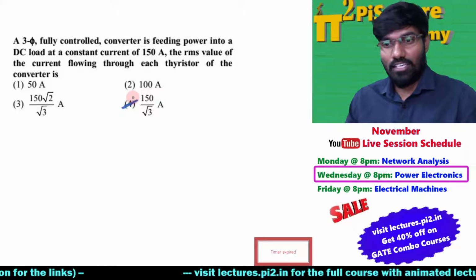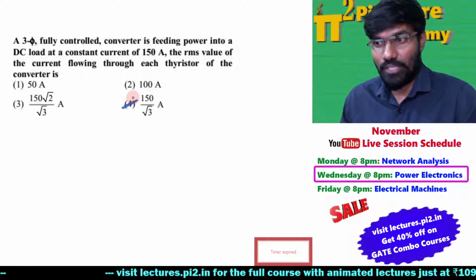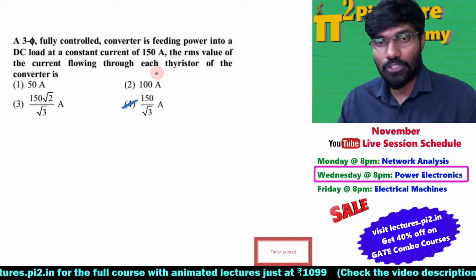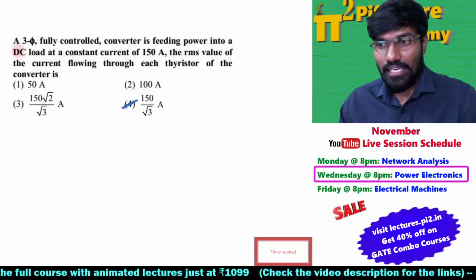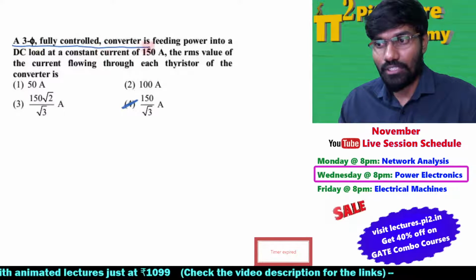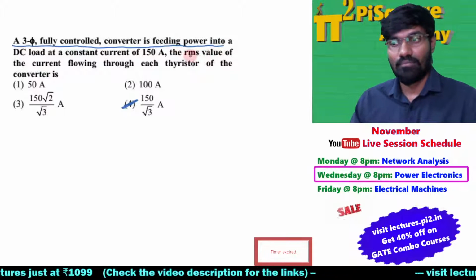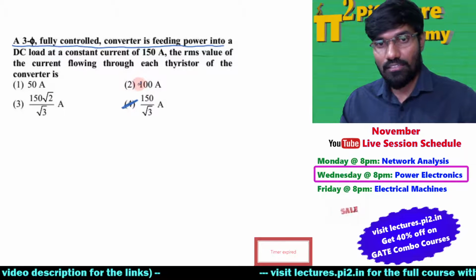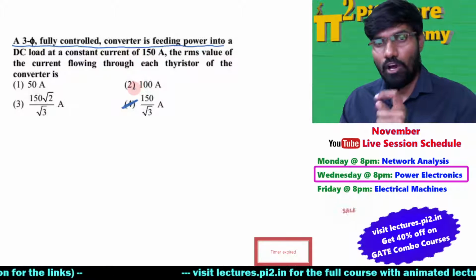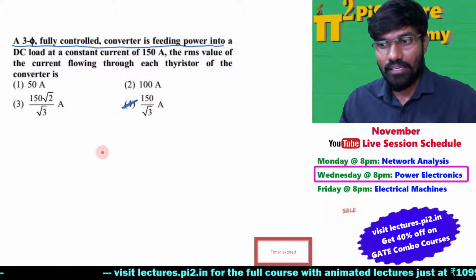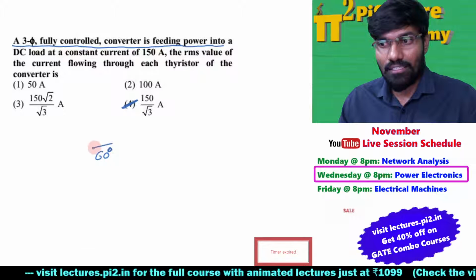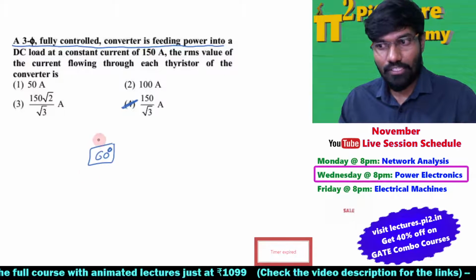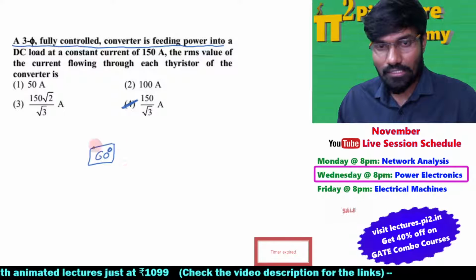You have to be clear with the waveforms. It asks for the RMS value here. Careful. RMS value of the current flowing through each thyristor. In case of a 3-phase fully controlled converter feeding a constant load, each thyristor will be turned on for how many degrees? Conduction time is how much? 60 degrees, right?